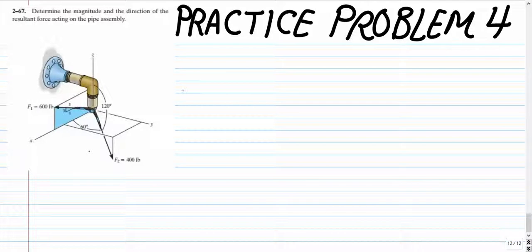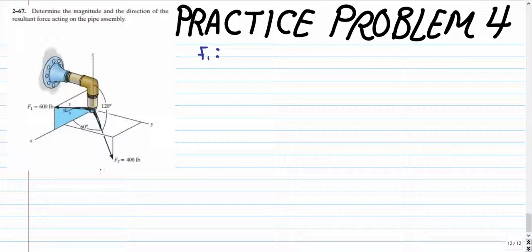In order to add these two forces, we will need to add their respective components in each direction, the x, the y, and the z direction. And to do that, we will first need to find the components along each direction. So let's write these two vectors first in their Cartesian forms so that we can add their components in each direction. So let's start with F1.